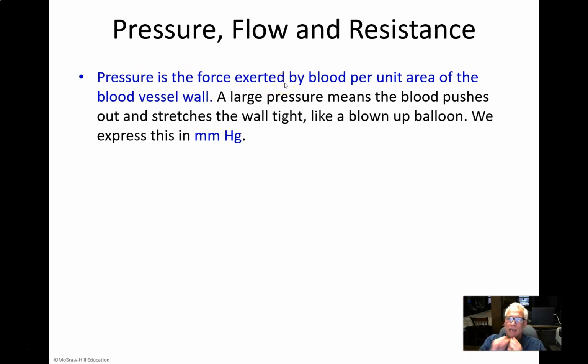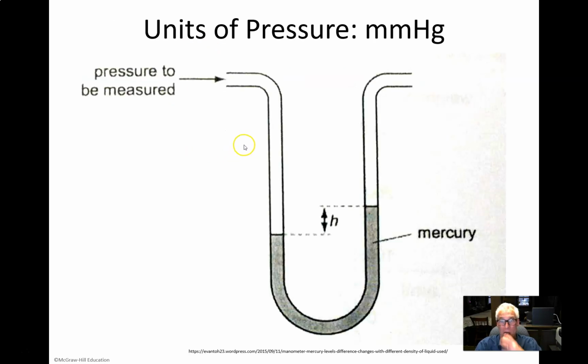When the heart beats, it forces blood out into the aorta and the great arteries and stretches their walls by a force pushing outward by the blood on the wall. So that's pressure. The units of pressure are given in millimeters of mercury. What on earth? The reason for that is a historical device called a manometer for measuring pressure. It was simply a glass tube, a U-tube, filled with a very, very heavy, dense metal, mercury. It's a liquid at room temperature, but it's extremely heavy and dense.